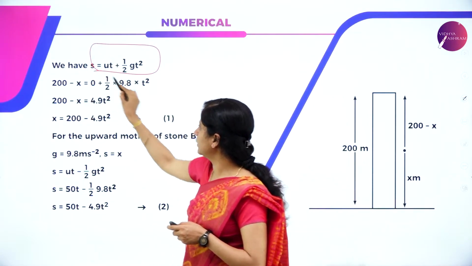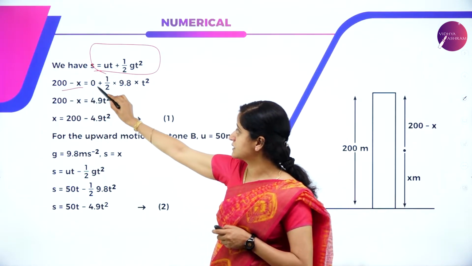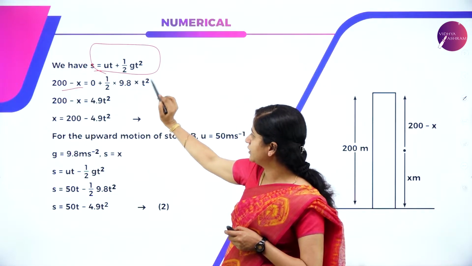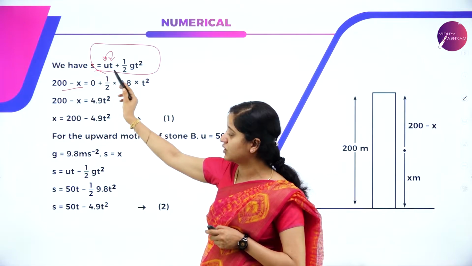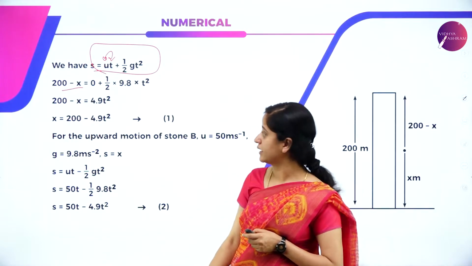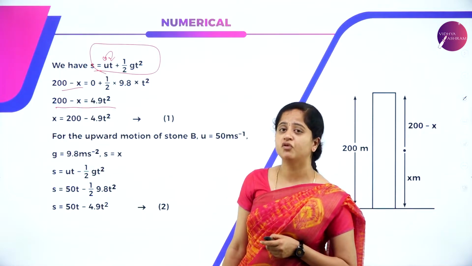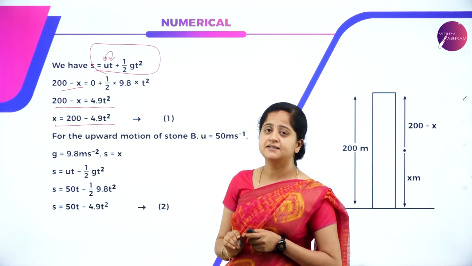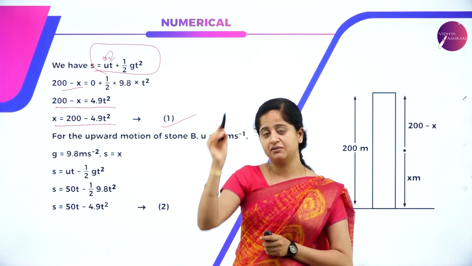We have s is equal to ut plus half gt square. Let us now substitute all the values. s is 200 minus x, which is equal to u is 0 plus half, and g is 9.8, into t square. When u is 0, multiplying with t gives 0 only. So 200 minus x is equal to 0 plus half into 9.8 into t square. Half into 9.8 is 4.9. We get 200 minus x is equal to 4.9 t square, or we can write x is equal to 200 minus 4.9 t square, and we'll call it equation 1. This is for stone A, which is falling from the top of the tower.